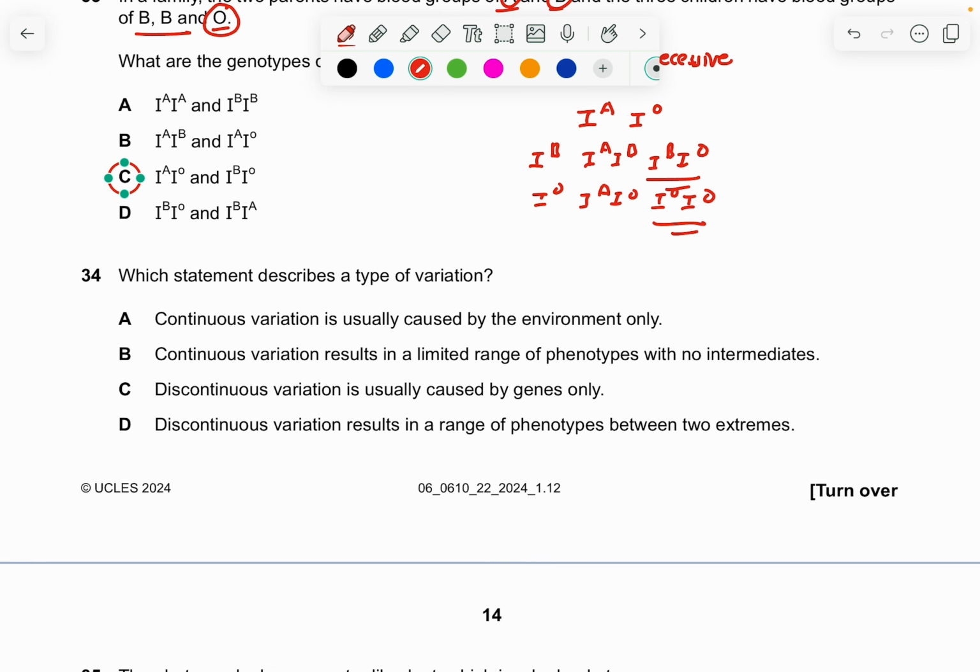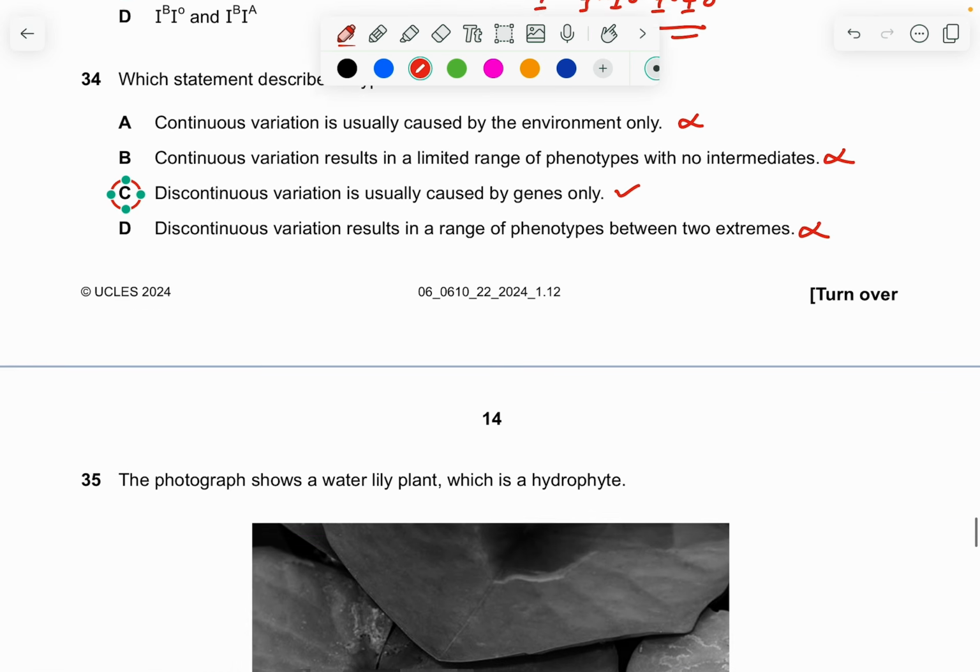Question 34. Which statement describes a type of variation? So continuous variation is usually caused by the environment only. No, it isn't. So continuous variation results in a limited range of phenotype with no intermediates. This is also wrong. This continuous variation is usually caused by genes. Yeah, this is correct, because whatever you have and it does not change later on, like your hair color, it remains the same all the time. So this is discontinuous variation, and it usually happens through the genes that you have. This continuous variation results in a range of phenotype between two extremes. So this is wrong. So the answer is C.